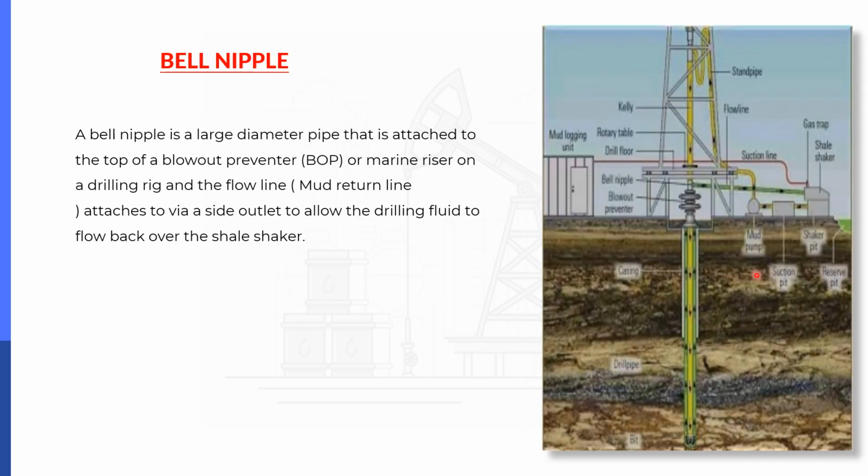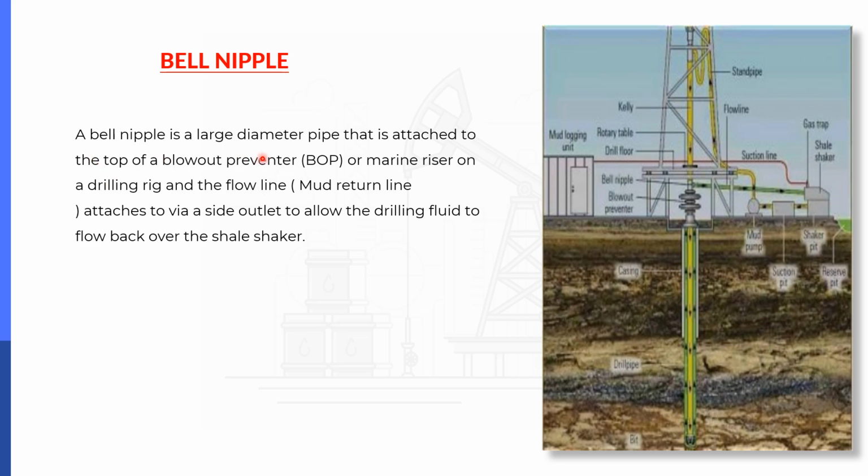Bell nipple. In this image we are looking over here, this is our blowout preventer. And above the blowout preventer, equipment is located, that is the bell nipple. That is a large diameter pipe. This is the bell nipple, see over here. So what is the definition?